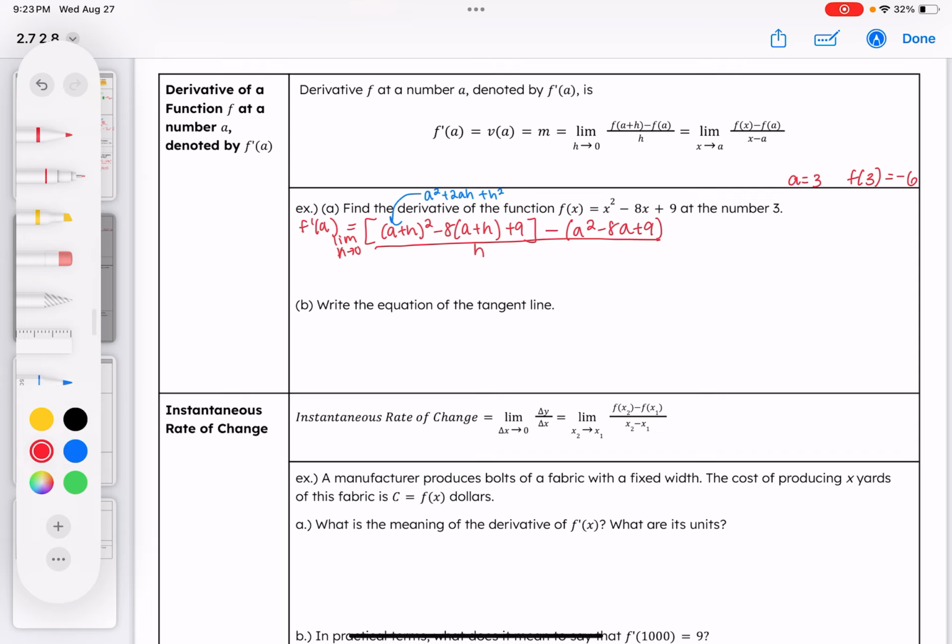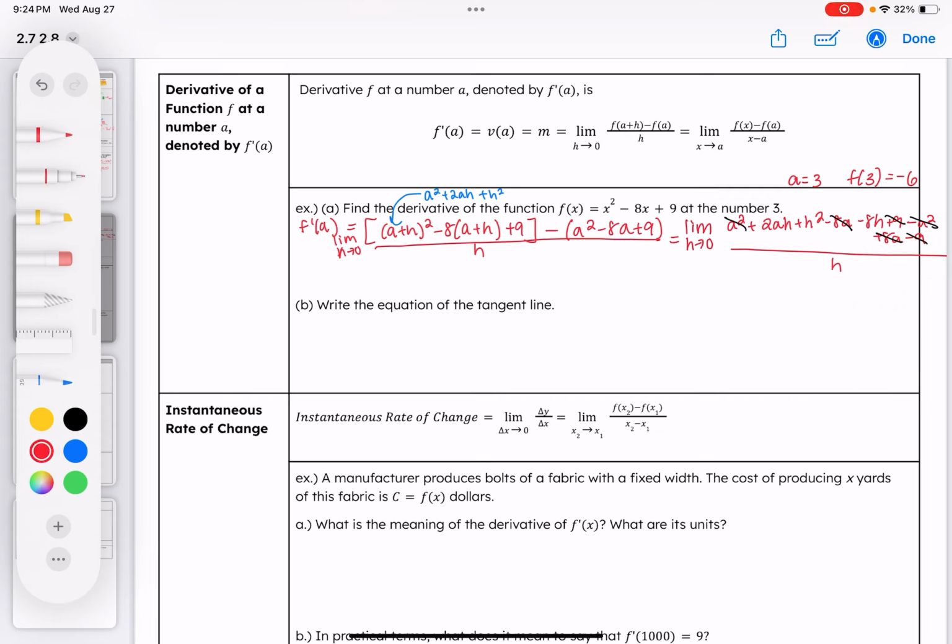So when I do this, I want you guys to be able to know where these values are coming from. In my numerator, I really have a squared plus 2ah plus h squared minus 8a minus 8h plus 9 minus a squared plus 8a, be careful with your signs here, minus 9. Now what should happen is anything that does not have an h should eliminate. So this a squared should cancel with the minus a squared. This negative 8a, there should be a positive 8a, same with my positive 9 and my negative 9.